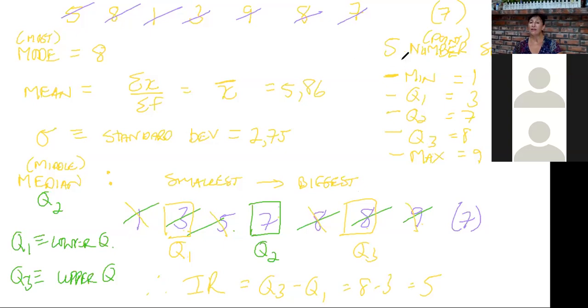Right, now if you write down your 5-number summary, it helps you find what we call the box and whisker plot. Okay? Right, I'm going to do it here next to it.